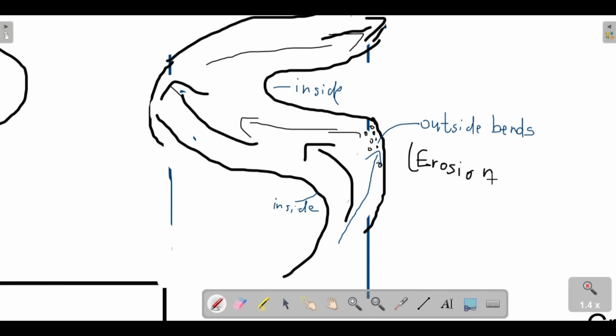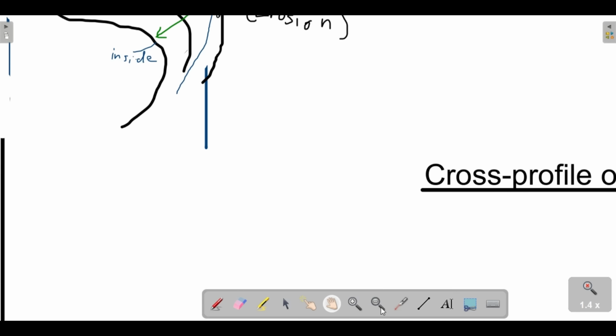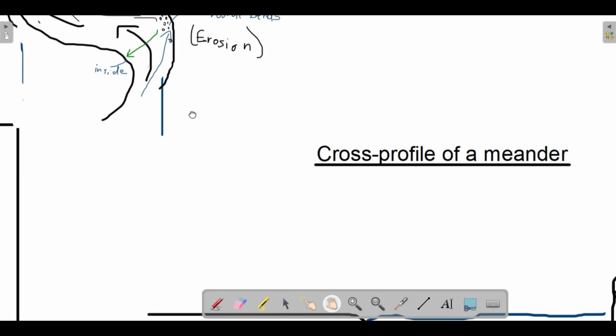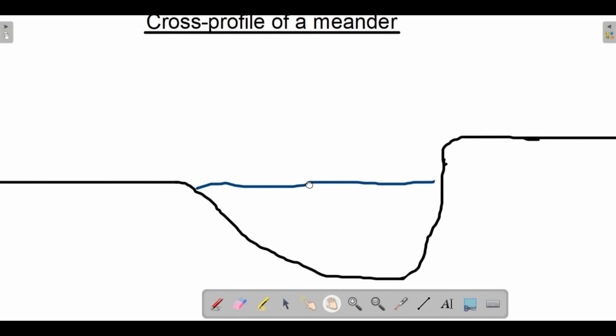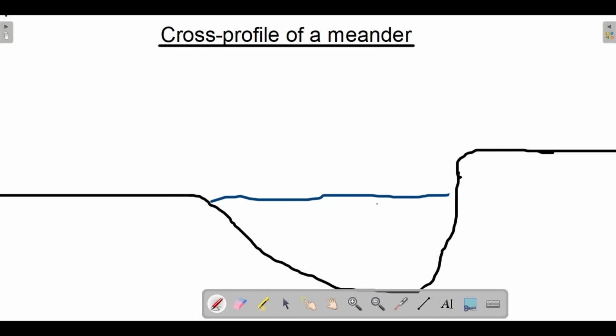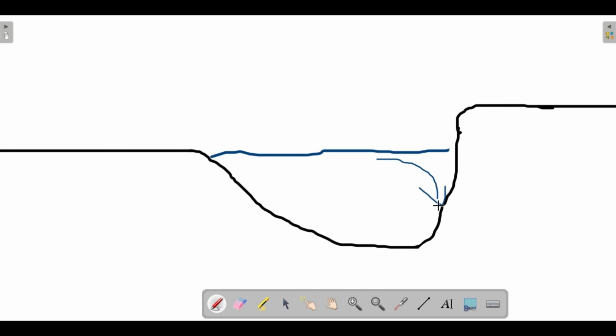And the material that was removed on this side is actually dumped on the inside bank. Now if we take a look at the cross section, or the cross profile, of a river, the water will flow towards the outside bank. So this is your outside bank. Material will be removed there. We will remove material off the outside banks.